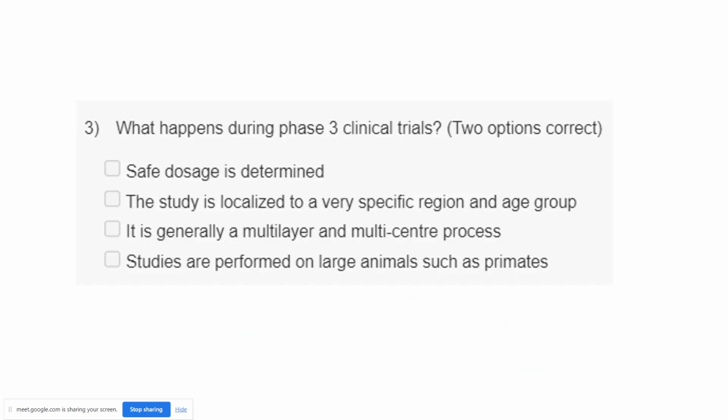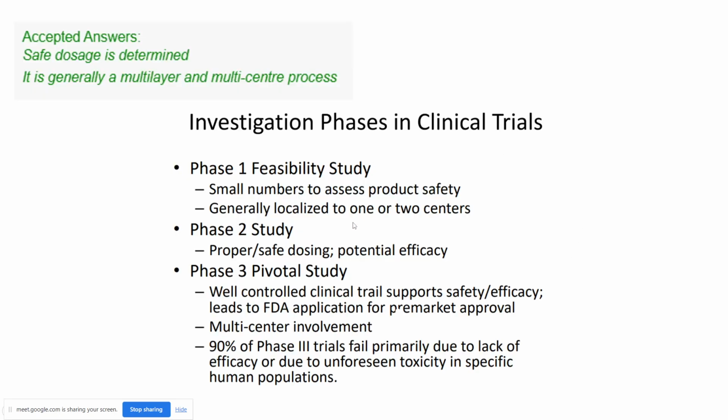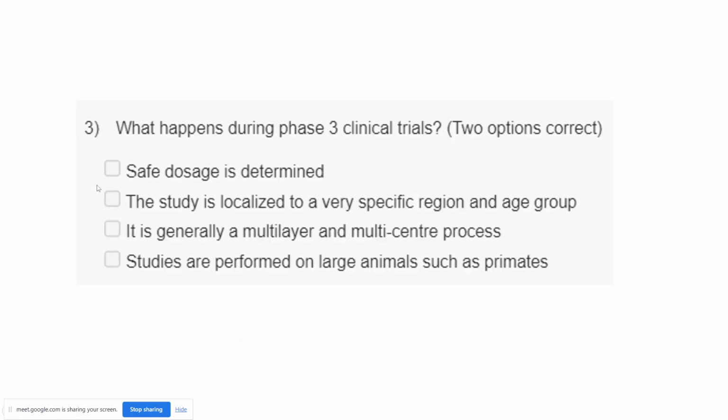What happens during phase 3 clinical trials? You have to select two correct options. So here safe dosage is determined, and it is generally a multi-layer and multi-center process, which would be the correct options. In phase 1, product safety is checked; phase 2 checks safe dosing and potential efficacy; and phase 3 again covers safe dosage and efficacy, as well as multi-center involvement. So the first option and third option will be the correct answer.